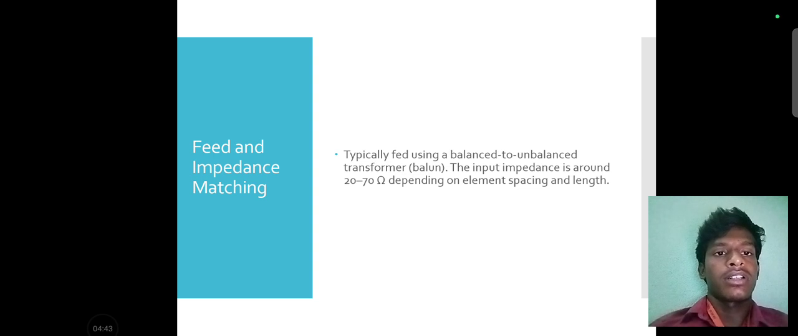Coming to feed and impedance matching. It is typically fed using a balanced to unbalanced transformer. The input impedance is around 20 to 70 ohms, depending on element spacing and length.